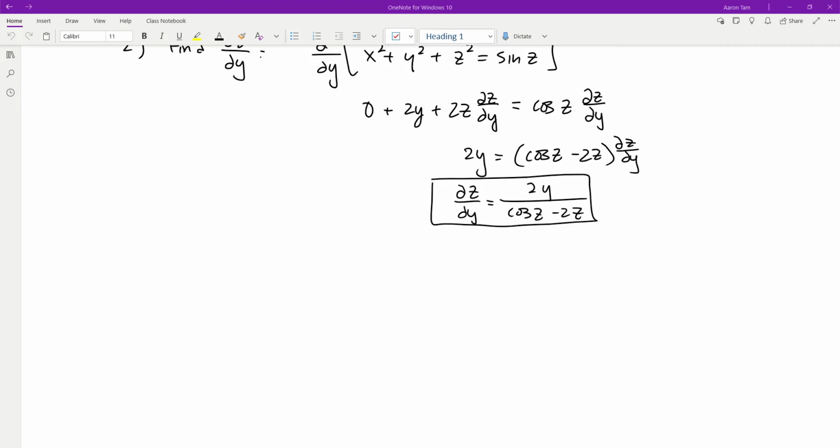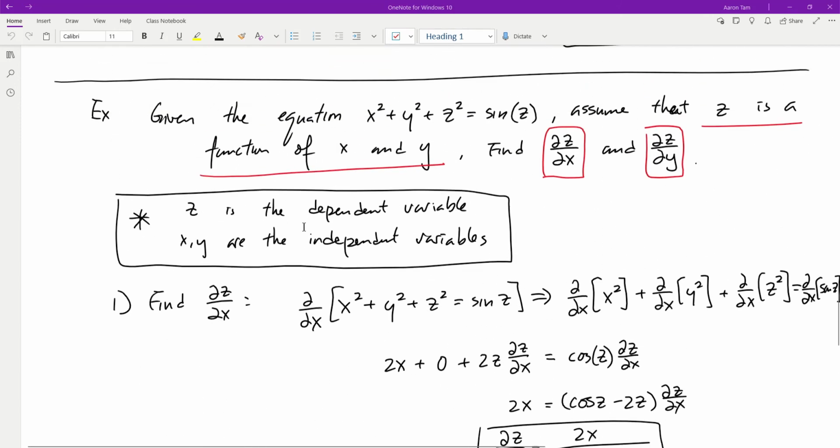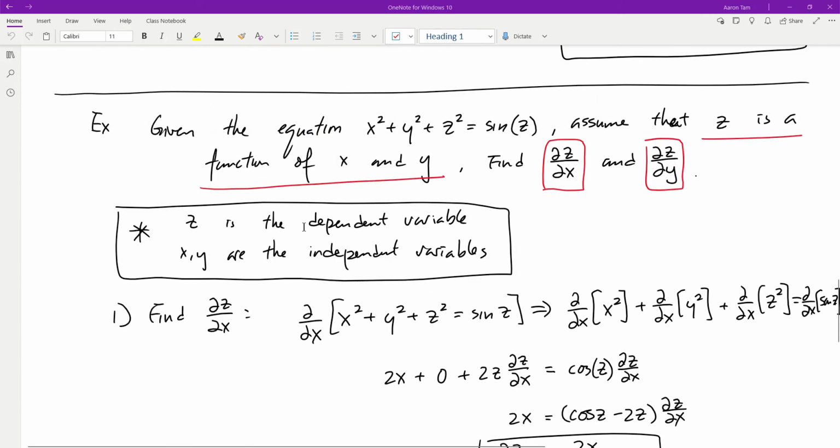Hello everyone. So today we're going to continue on 6.3 implicit differentiation. Last video we did this example right here, where we tried to find dz over dx and dy over dy. And remember what I mentioned to all of you: when you're doing these types of problems, you have to pay attention to what the problem asks you to use as a dependent variable versus independent variable, because it changes the way the problems work and also changes the partial derivative that you're looking for.